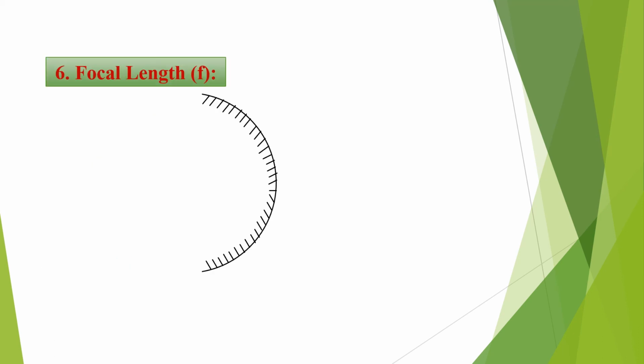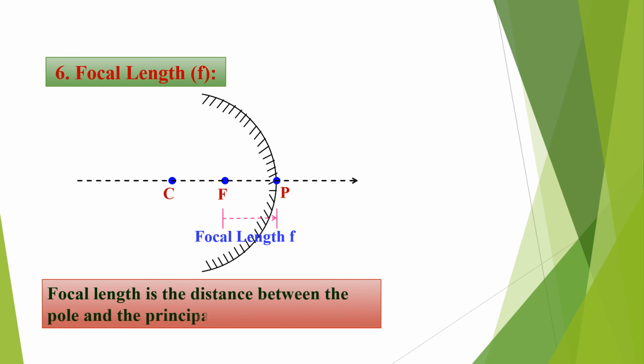Focal length. This is a convex mirror, the pole point. This is the principal axis. This is the focus point. The distance between the focus and the pole of the mirror is called the focal length.